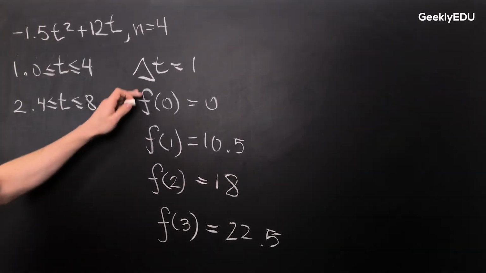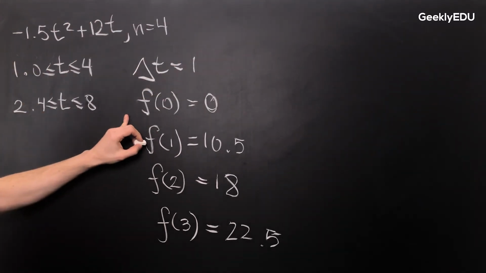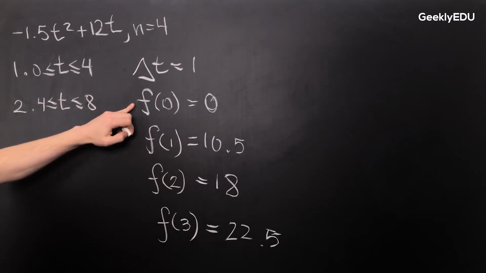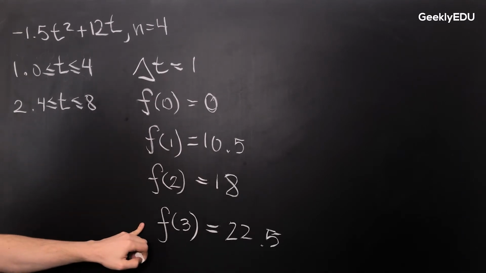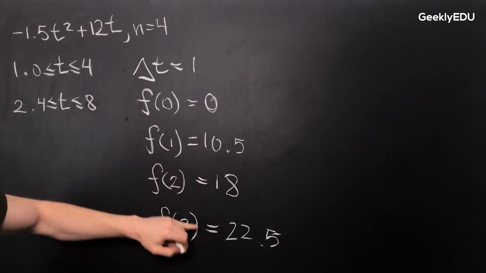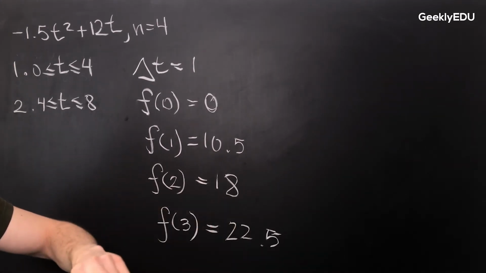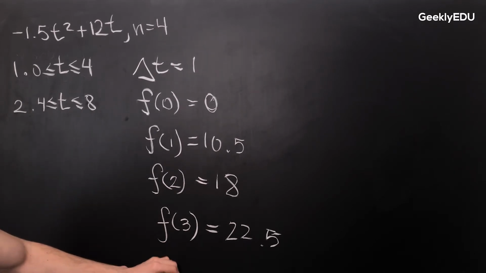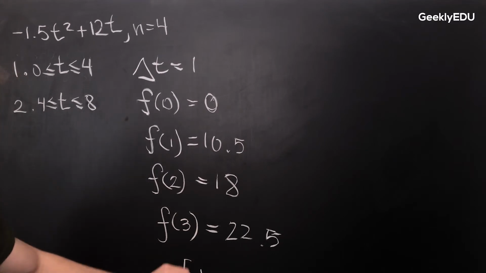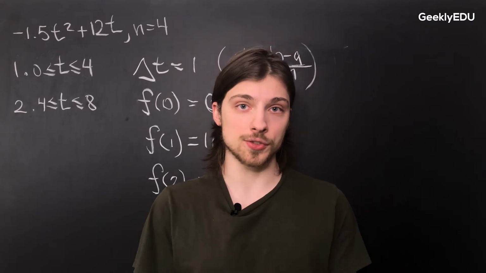All right, so we have everything we need to calculate the Riemann sums. So let's do it. First we have 0 plus 10.5 plus 18 plus 22.5. So this and this will give us 33 plus 18. That gives us 51. So we realize now that our first 4 hours give us a total of 51 produced units.